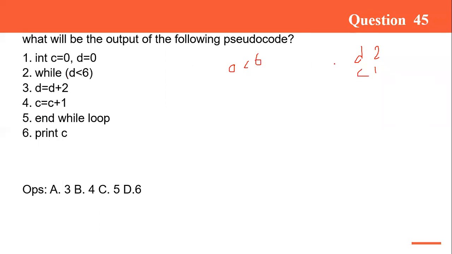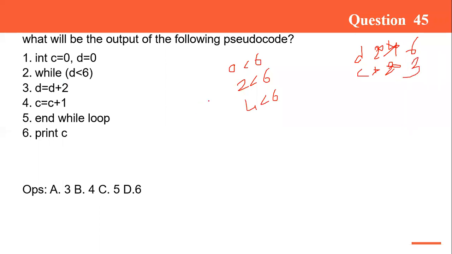Goes back. T value was 2. 2 less than 6 is true. Enters inside. T is equal to T plus 2. T was 2. That will become 4. Plus 2, right? 4 it will become. And now C will become 2. And then T value is again 4 less than 6. It is true. Enters inside. T value will become 6. C value will become 3.